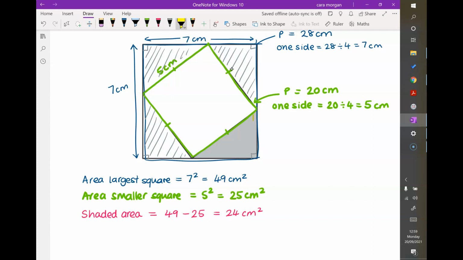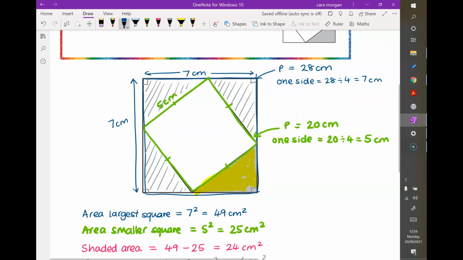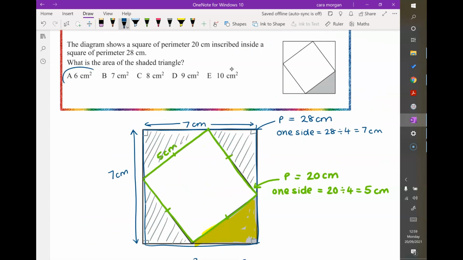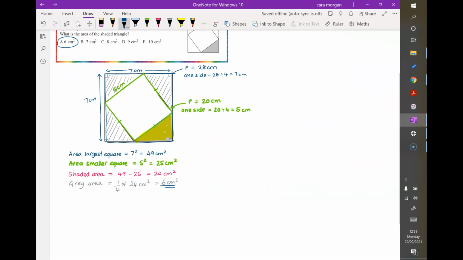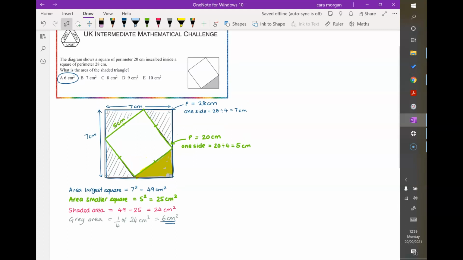But because obviously I only had one of those, I know that actually the grey area, which is what I was asked to do in the beginning, is going to be a quarter of 24 centimetres squared, which is 6 centimetres squared, which is my answer. And if I go up to the question, the answer was A. I'm sure you may well have done that very differently to me, but that's the way that I did it first time I looked at it.